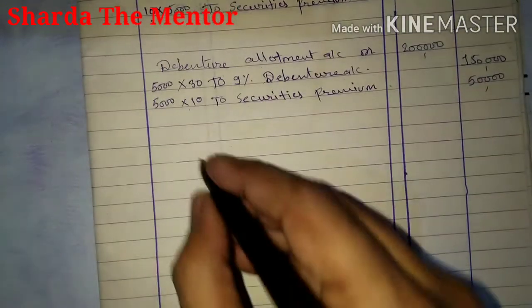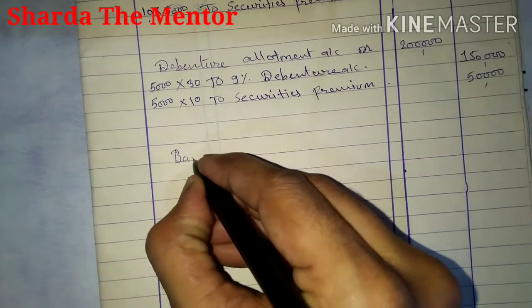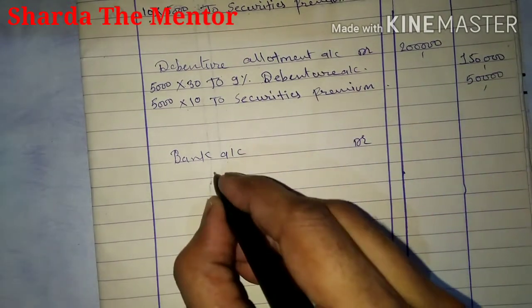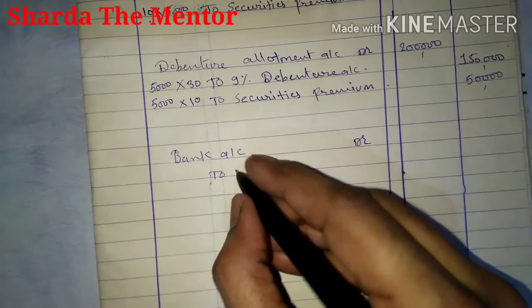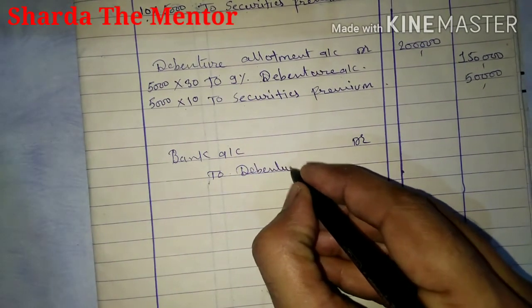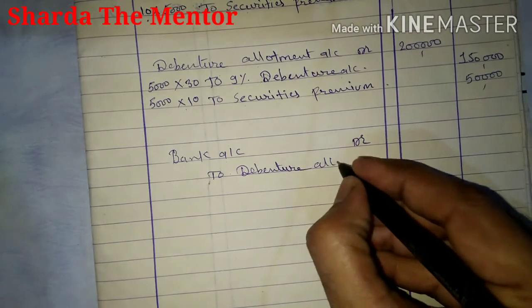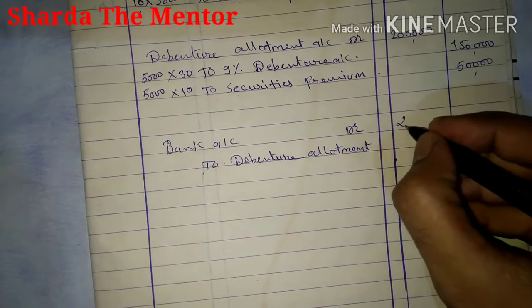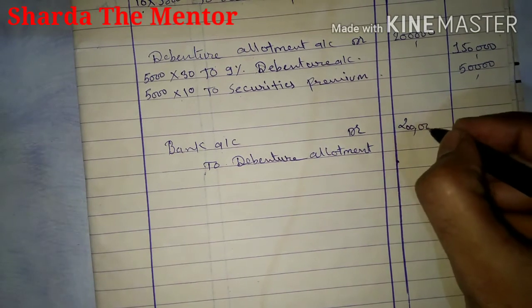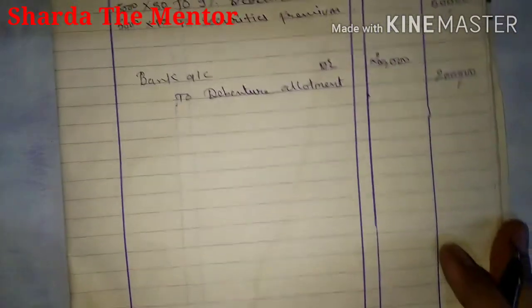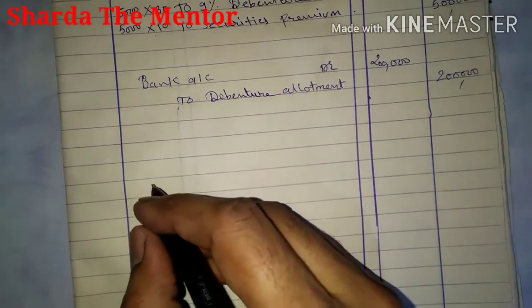Then after that, the next entry: bank account debit to debenture allotment. 2 lakh will be there. This total amount we have received from the debenture holder.